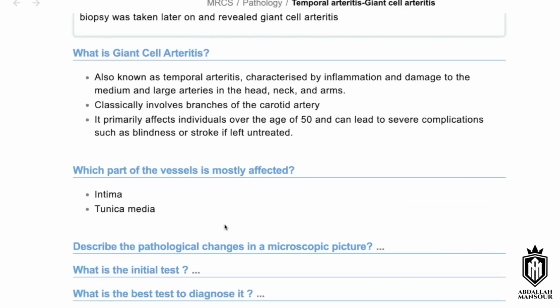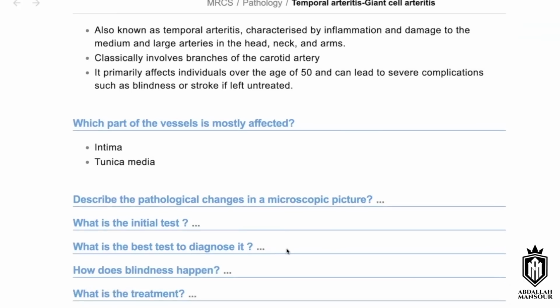What are the pathological changes on a microscope picture? You'll be given a microscope picture and you describe the pathological changes. But in giant cell arteritis, what are usually the pathological changes in the blood vessel? You have granulomatous inflammation with fibrinoid necrosis. Anything else you want to say? Also there are skip lesions along the length of the blood vessels.